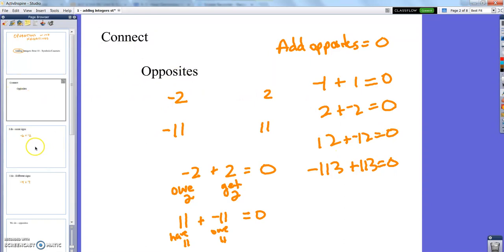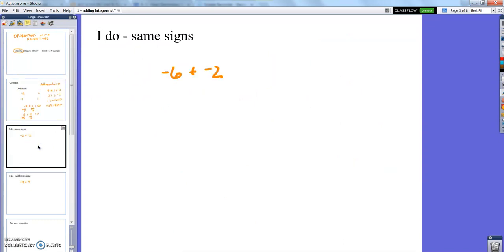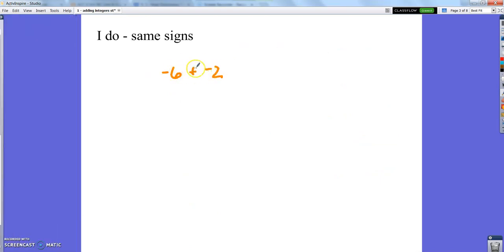So let's talk about adding some negative numbers. I'm going to start by adding negative 6 plus negative 2. My first strategy, I'm going to use symbols, or you could use red and yellow counters to do the same thing. I'm going to draw each number. Negative 6 is 6 negative signs: 1, 2, 3, 4, 5, 6. So that's negative 1, negative 2, negative 3, negative 4, negative 5, negative 6.